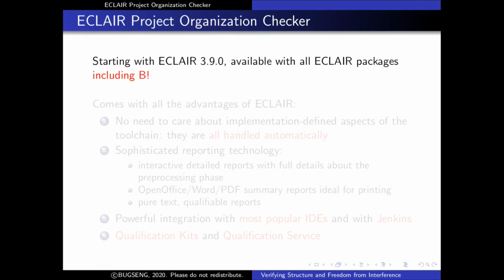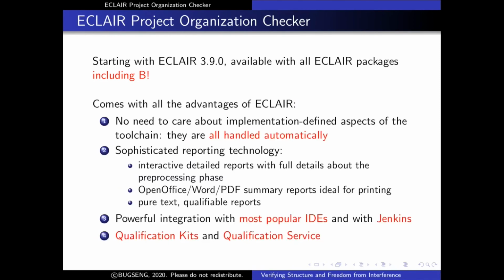The ECLAIR project organization checker is available starting from ECLAIR 3.9.0, which will be released this Friday, so in a few days. And it is available with all ECLAIR packages, including B, which is our entry-level package. So it comes with all the advantages of the ECLAIR software verification platform. Some of them I've already mentioned.